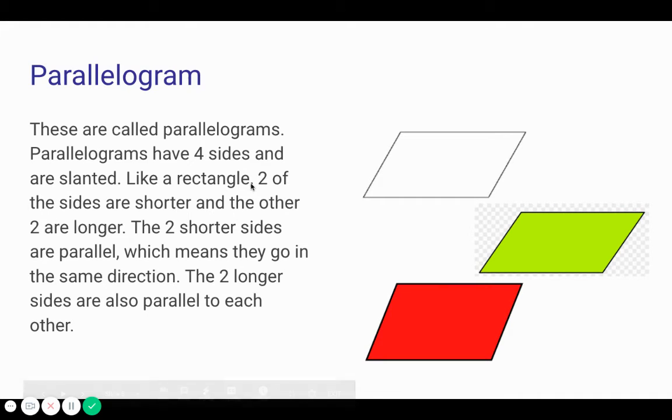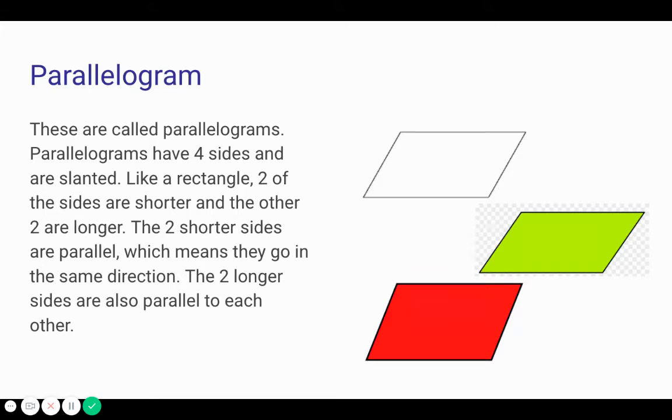Now this is where it gets a little tricky. This shape is called a parallelogram. I want you to try and say that word with me. Parallelogram. Parallelogram. That's a big word. So parallelograms are kind of like rectangles, but they're slanted. They're kind of on their side a little bit.